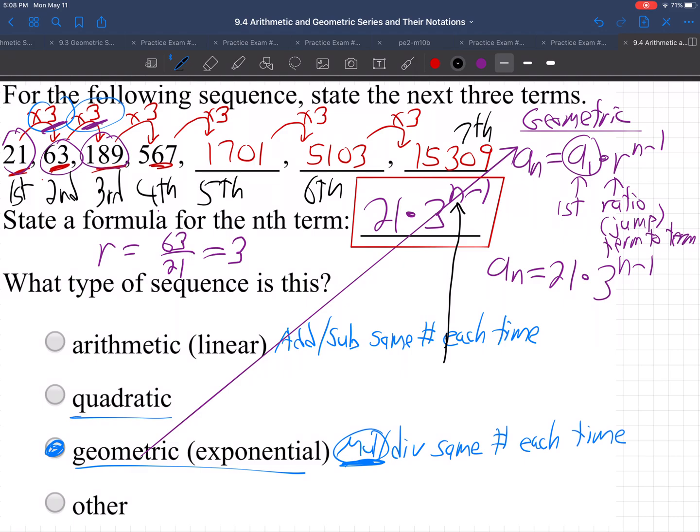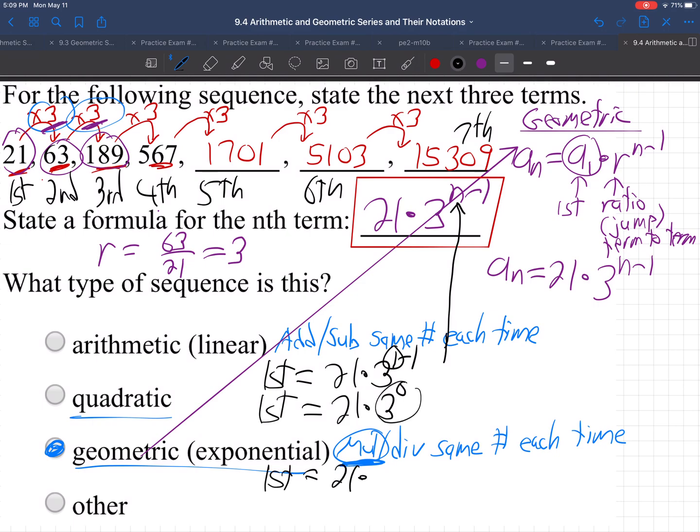What if I plug in a 1? I'll get 21 times 3 to the 1 minus 1. So for the first term, I plugged in a 1 for n. That's 21 times 3 to the 0. And what's 3 to the 0 power? Anything to the 0 power is just 1, and 21 times 1 is just 21. Sure enough, that's the first term.